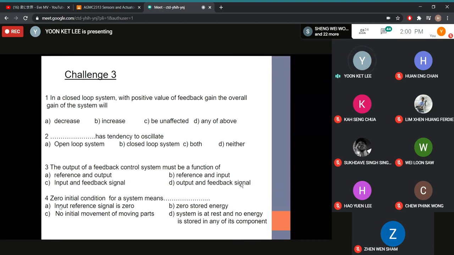Input reference signal is zero, no initial movement or moving part, or zero stored energy, or the system is at rest and no energy is stored in any of the components. Okay, you give me a rough guess. All this, give me the answer next week. That's all for chapter 1.